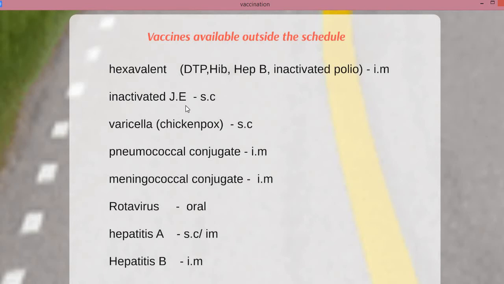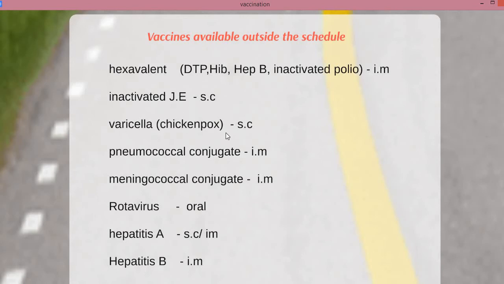Inactivated Japanese encephalitis vaccine is available, which is given by the subcutaneous route. But this is a 4-dose schedule, and a lot of parents prefer the single-dose live attenuated vaccine over this inactivated Japanese encephalitis vaccine, which is not freely available anymore in the country.